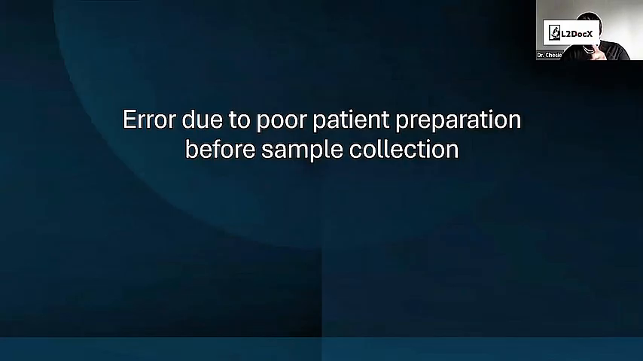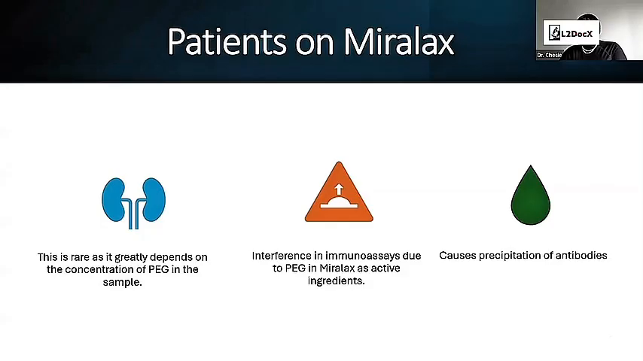There are also issues with poor patient preparation before sample collection. There are some patients who are on Miralax. Miralax is usually given to people who are constipated, or if you're going for a colonoscopy, they give it to you to clear your colon so the procedure can be accurate. But Miralax has polyethylene glycol. Polyethylene glycol would tend to pull down the antibodies in the patient sample and can cause falsely low results. So again, it's important to know what your patient is taking.